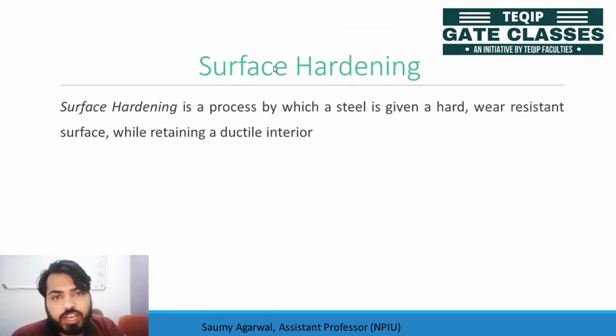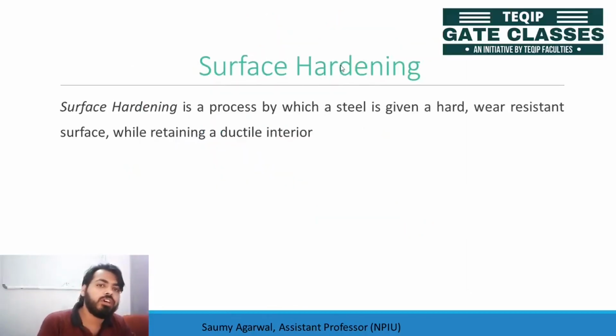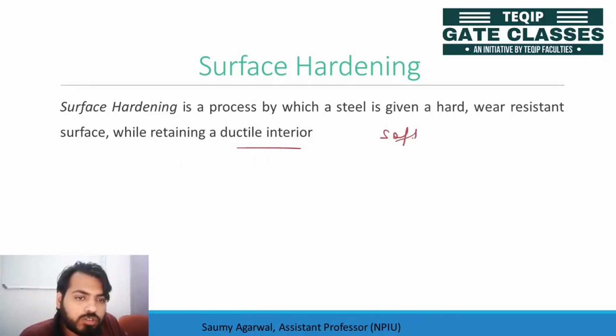Next we have surface hardening, a kind of heat treatment. This is the last topic for today's lecture. Surface hardening is a process by which the steel is given a hard or wear resistant surface while retaining the ductile interior, which means a softer core and a harder surface.